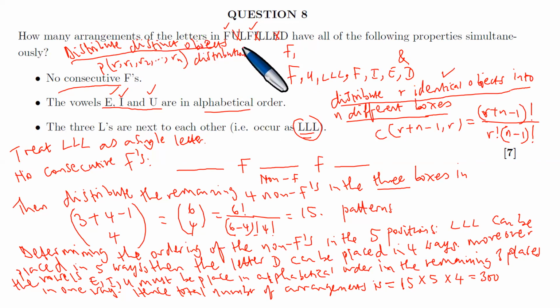Right, so we said how many arrangements of the letters in fulfilled have all the following properties simultaneously: no consecutive Fs. And that meant no consecutive Fs, the two letters F. So we decided to separate them and put boxes on either side. So we put like 3 boxes in which you can slot in things.